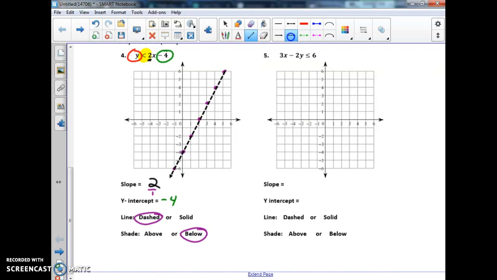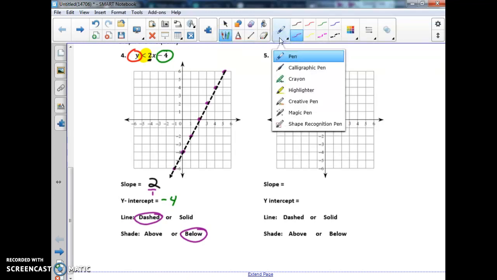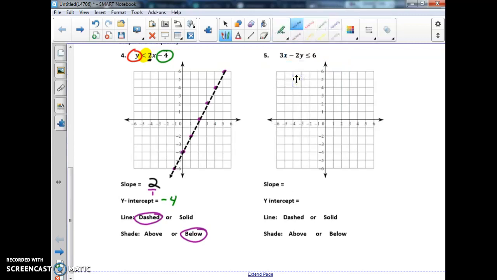And now I need to shade somewhere, and I'm going to shade below the line because I'm saying I want the y values that are smaller than this. So the y values that are smaller than this are below it. So I'm going to shade below the line.